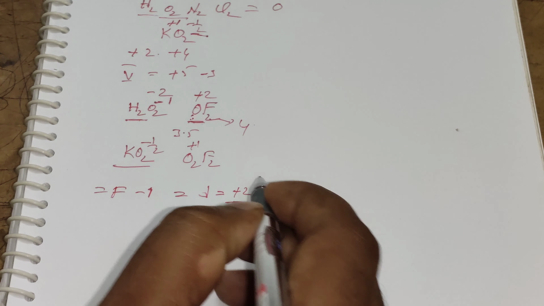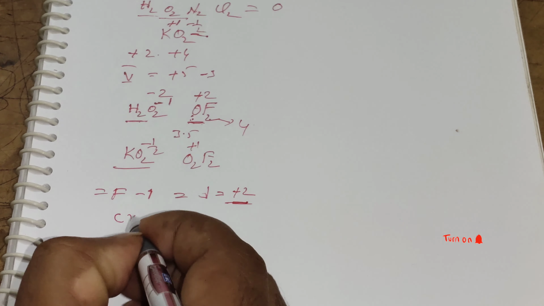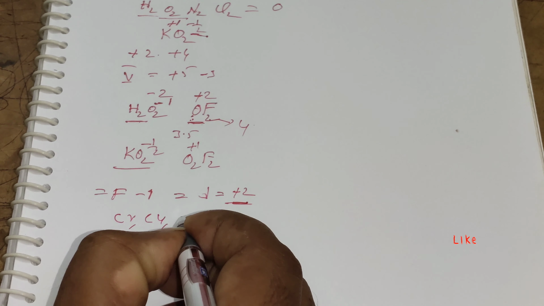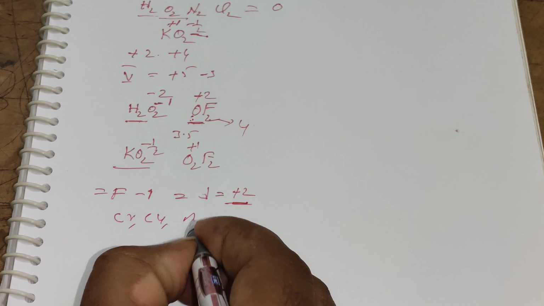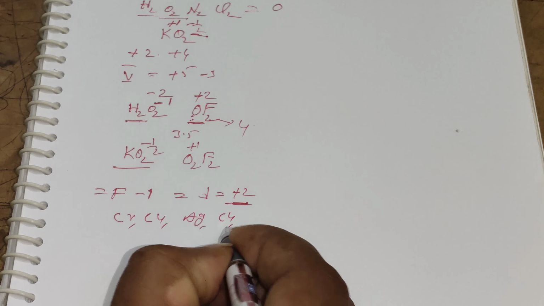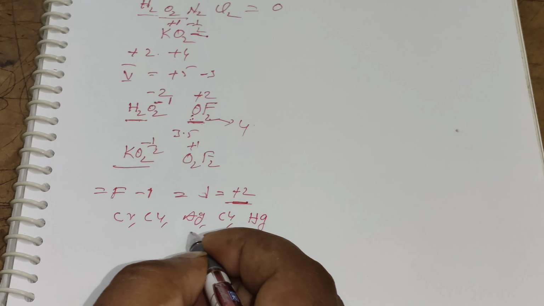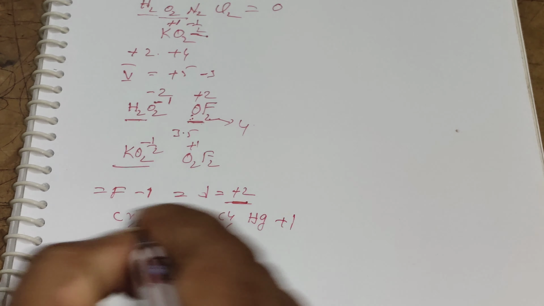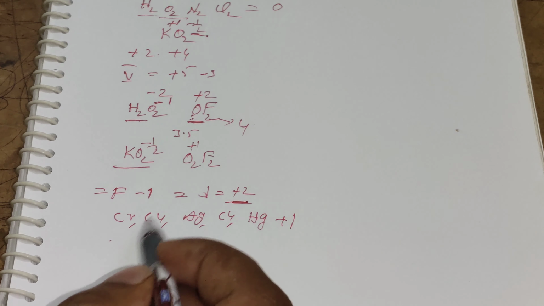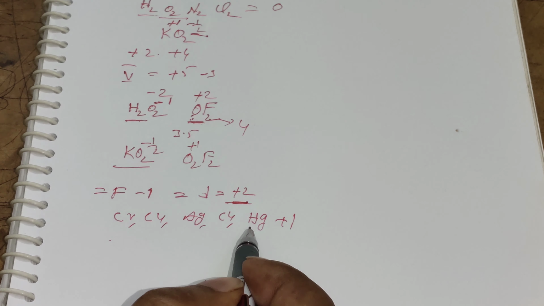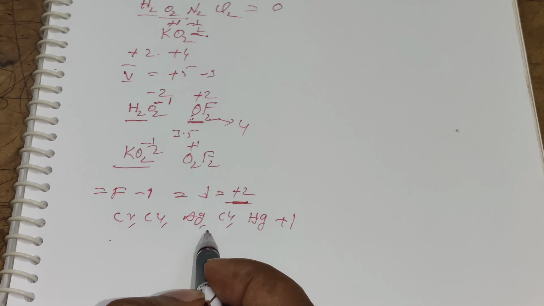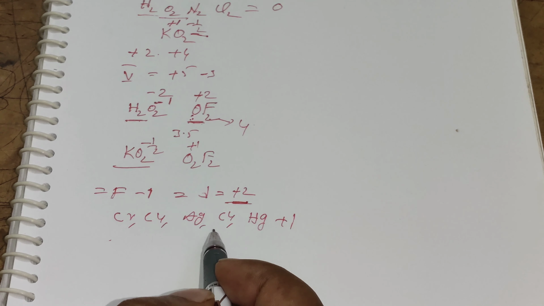And in the D block elements like chromium, copper, silver, gold, mercury, these elements show +1 oxidation state, like chromium, copper, silver and mercury. These elements show +1 oxidation state.